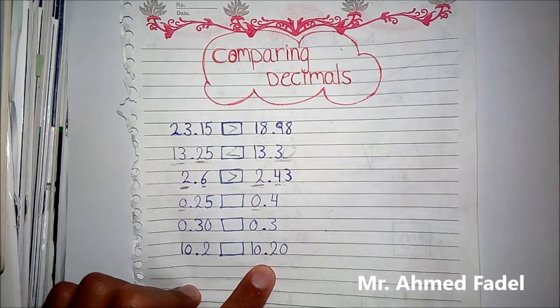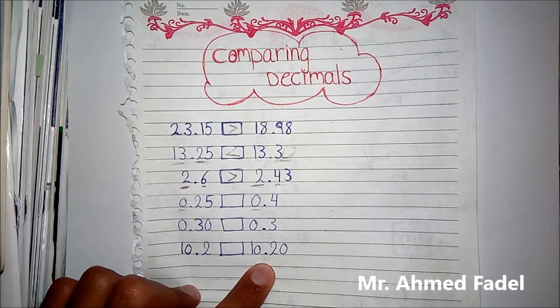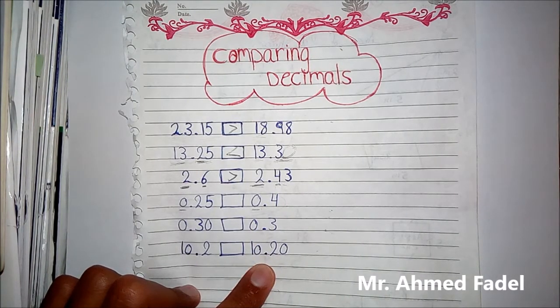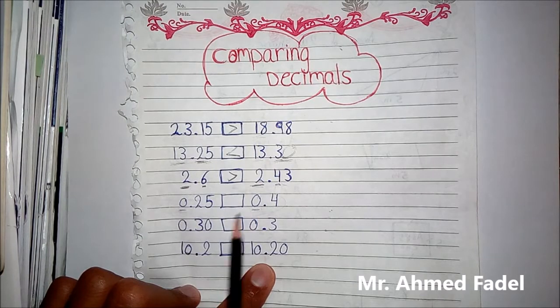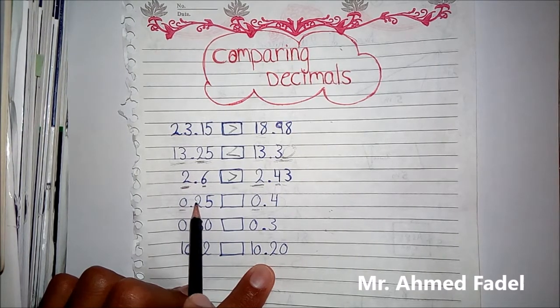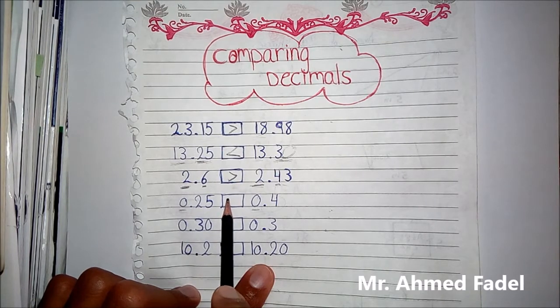After that, Hala just wanted to make sure that she understands what they were talking about. So she wanted to answer the next question. She wanted to compare 0.25 with 0.4. She said, I'm going to follow the steps that they were talking about. And I'm going to compare the digits here before the decimal point with the digits before the decimal point in the other number. 0 and 0, both of them are the same, so they are equal.